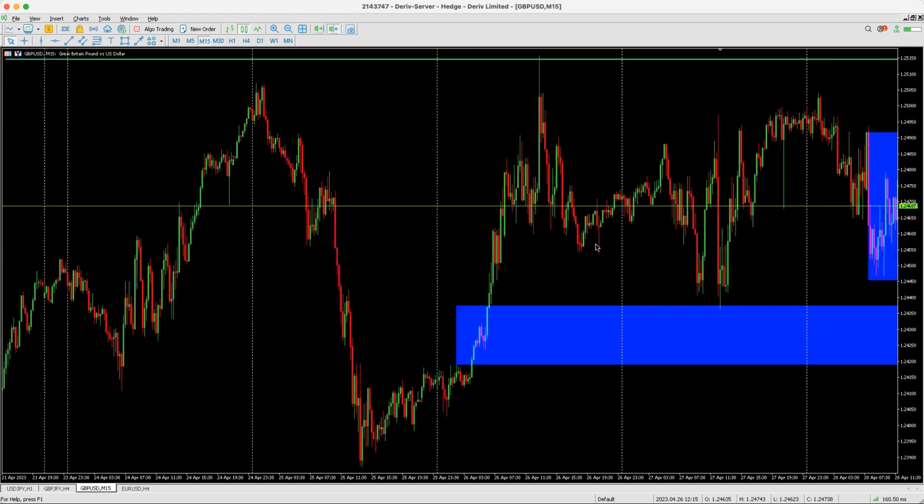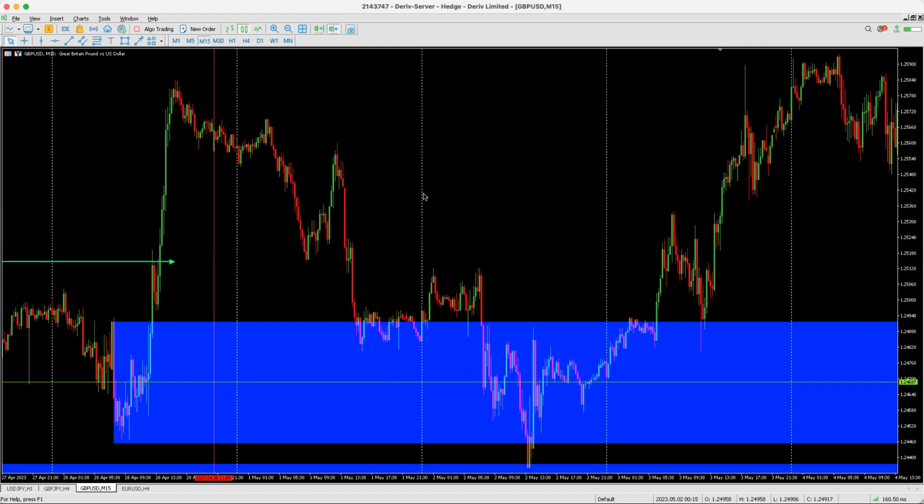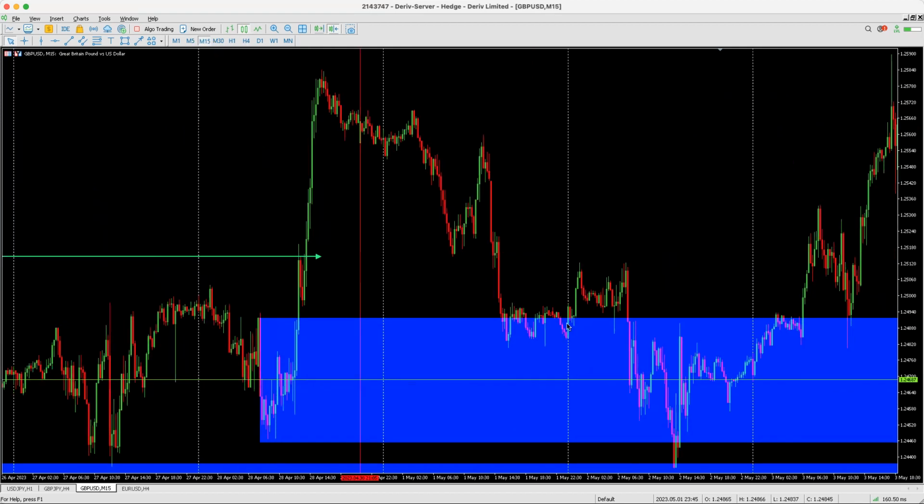So now look at this. The mitigation was happening. It's only around about here that I start to get interested. So I'm going to start placing my lines like this. Market is making lower low, lower high, lower low.